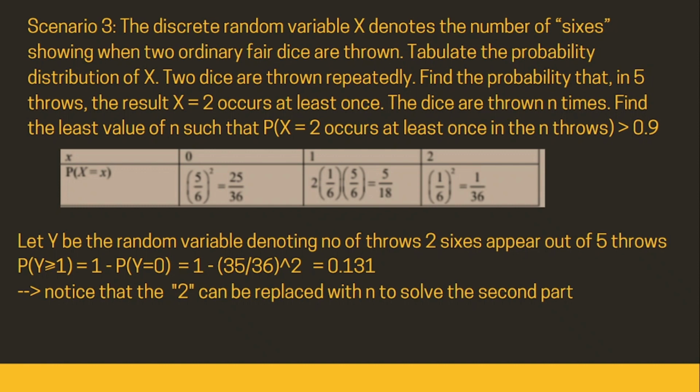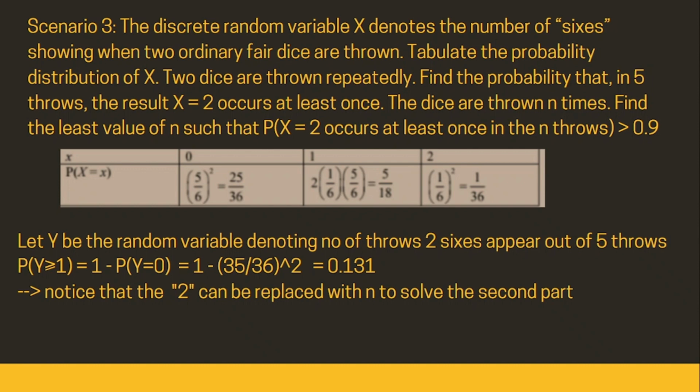So yeah, we let Y be the random variable denoting the number of throws where 2 sixes appear out of 5. So in this case, it'll just be P(Y ≥ 1), because what we're doing is 1 minus the probability that there are no scenarios where 2 sixes appear out of 5 throws. So in this case, it will be 1 minus (35/36) to the power 5, equal to 0.131.